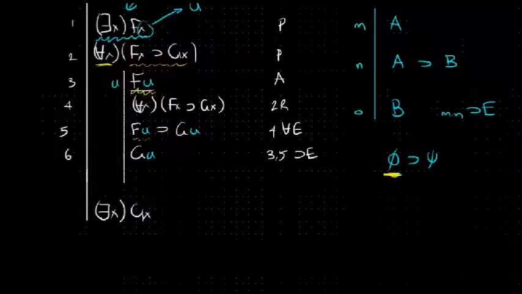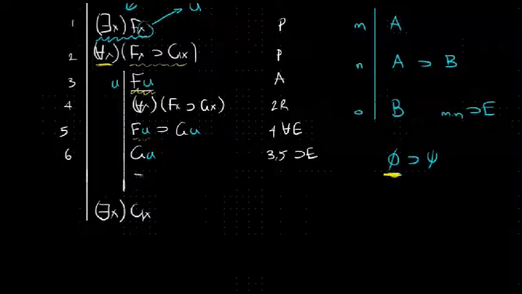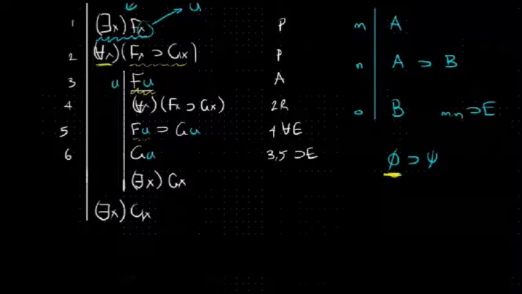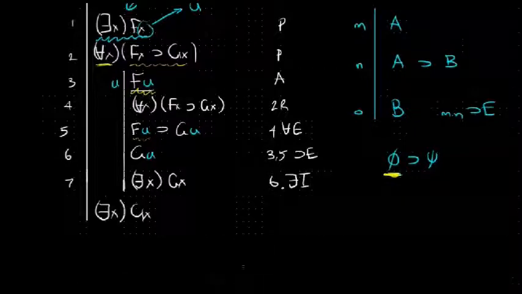Now what that means is that we just need the end of this scope bar here to be that very formula. We need it to be ex gx. And of course we can get that formula just by doing an existential introduction on gu. So that's 6 existential introduction.